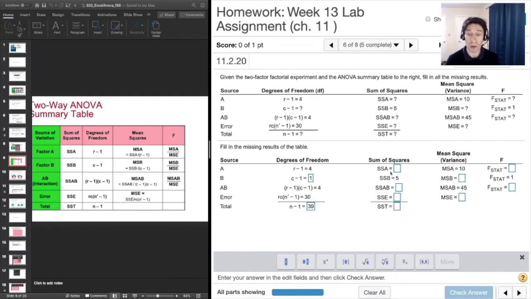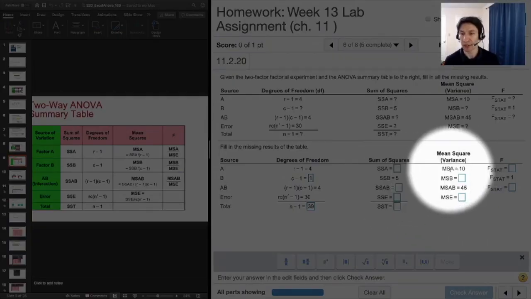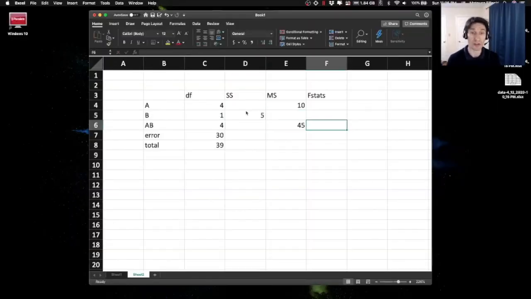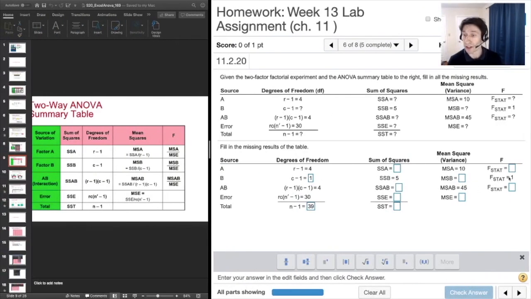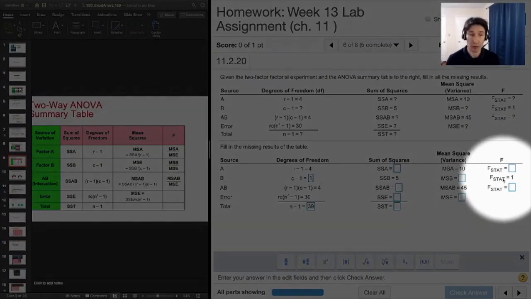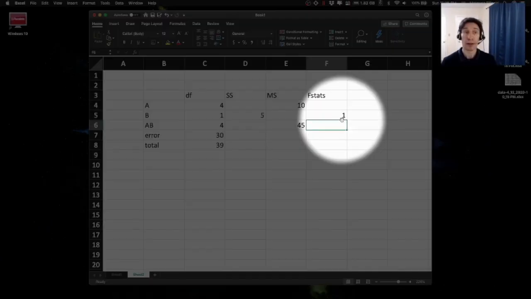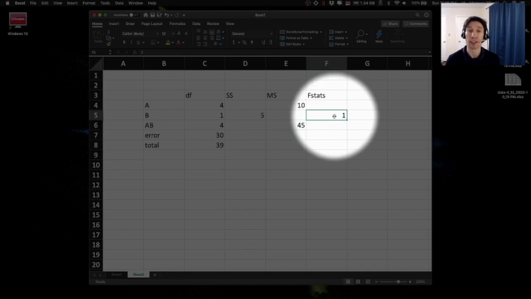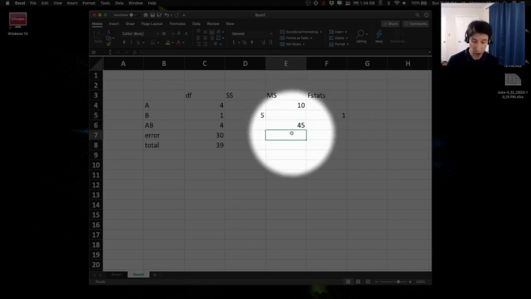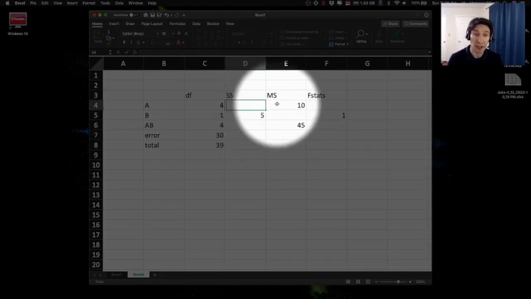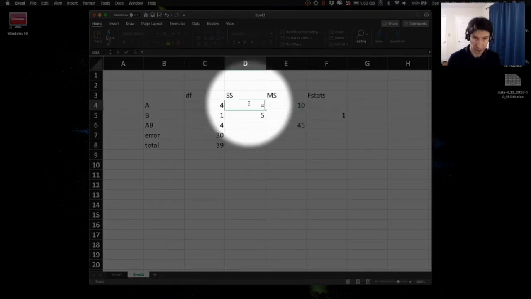Then what else do we know? We know SSB is 5, MSA is 10, MSAB is 45. And last thing, we know that this F stat is equal to 1. This F stat for the B factor. Again, this is going to unlock something because this cell is equal to whatever is here and whatever is here. And because this is 1, we know that these two are equal. So this is pretty helpful. What else can we fill in? This is equal to this cell times that cell.